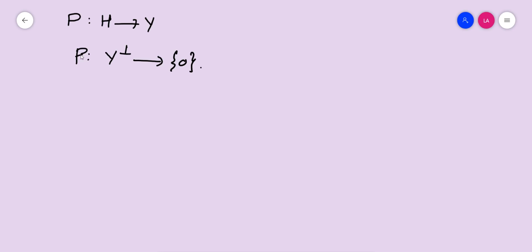So the elements x of H for which P of x is equal to 0 are those elements which belong to Y perpendicular. So the set of elements with which P of x is equal to 0 is actually the null space of P. Which means that Y perpendicular is the null space of the projection map P which maps H onto Y. So we can formally state that as a theorem.